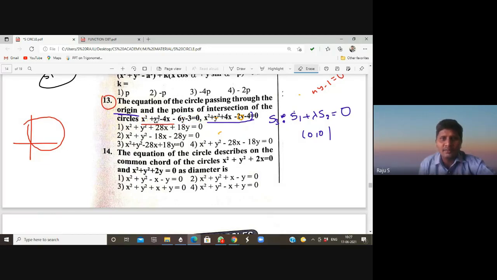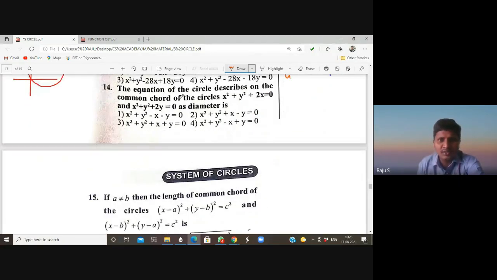Plus lambda times the second circle, substitute 0, 0. Here minus 3 will be there, plus lambda times the constant minus 4 is equal to 0. You are going to get the lambda value as minus 3 by 4. This minus 3 by 4, substitute again here and simplify, and you are going to get the answer. That's all. Simple question.